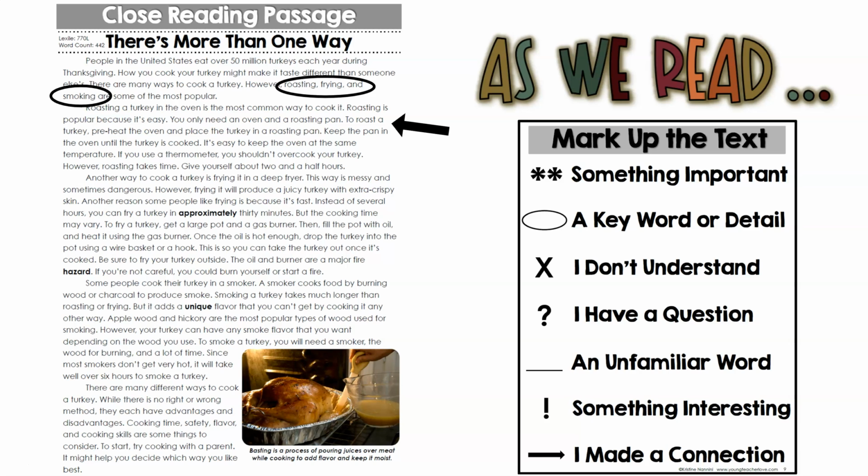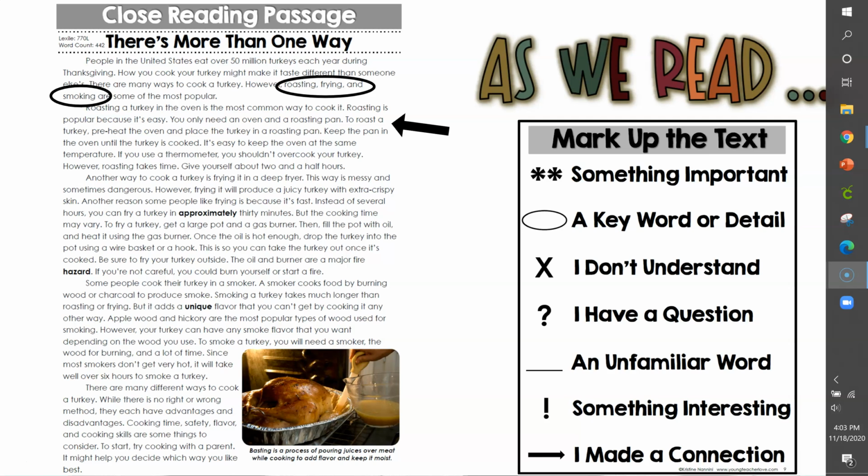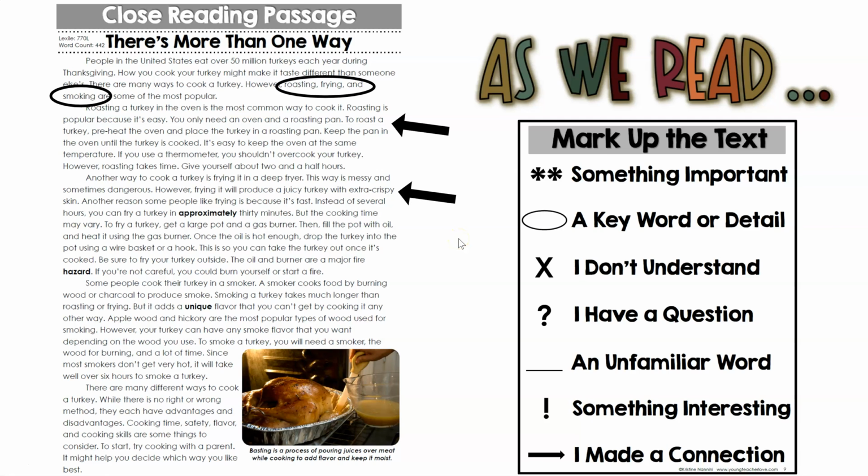Let's read paragraph 3. Another way to cook a turkey is frying it in a deep fryer. This way is messy and sometimes dangerous. However, frying it will produce a juicy turkey with an extra crispy skin. I'm going to add a connection arrow here because eating the extra crispy skin on a turkey is my absolute favorite. So sounds like frying a turkey might be something I want to do.